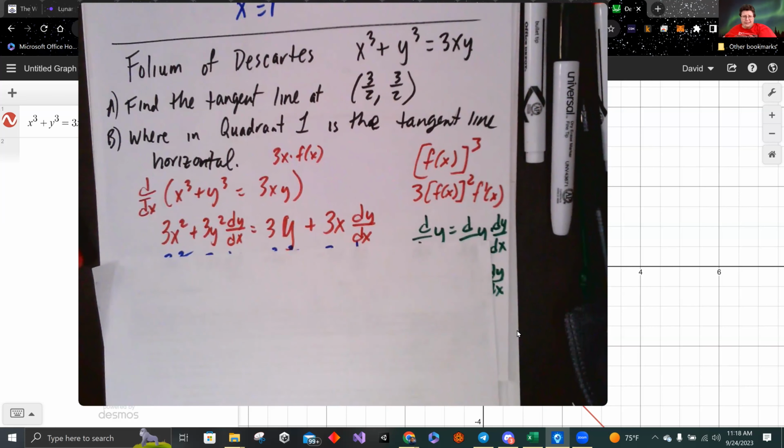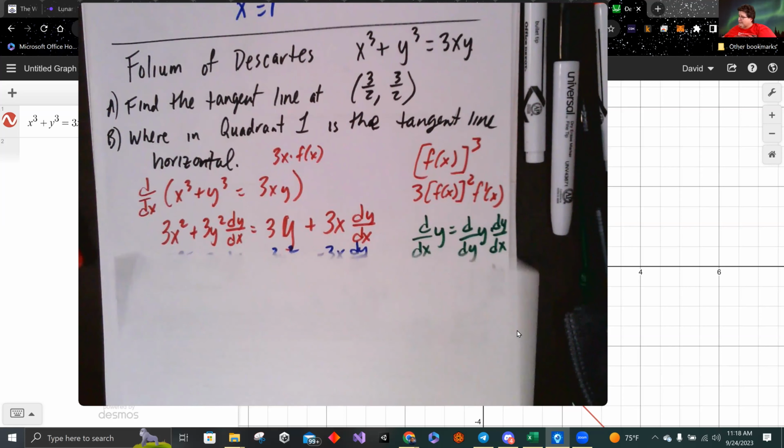The right side is a product rule, 3x times y. So y is like f of x here. And so we have 3y when we take the derivative of x first. Then we take the derivative of y. It's 3x times dy dx.